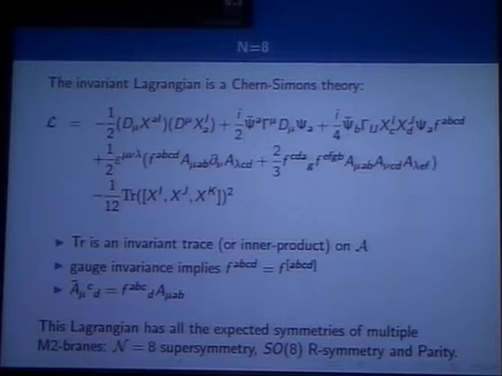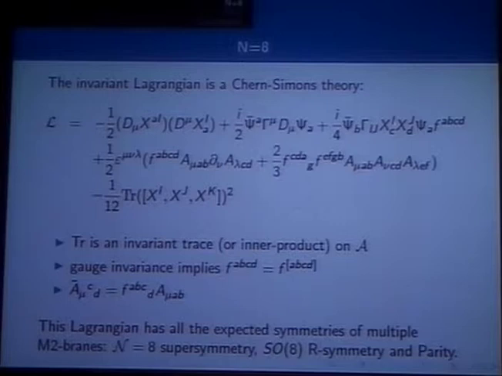Standard kinetic terms, the Fs determine a natural Yukawa term, and then there's a natural potential, which is what you expect, right? The variation of this, the thing that appears in the variation of the fermion squared. What do you need to construct this algebra?